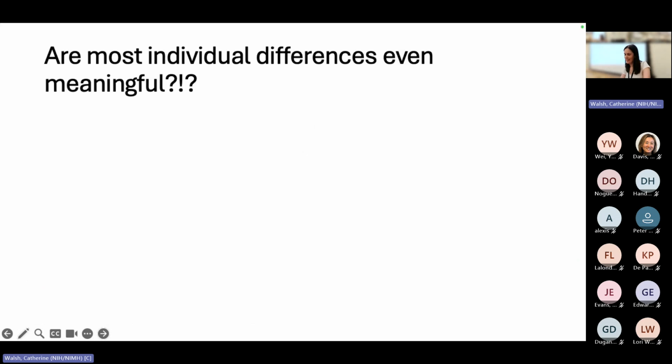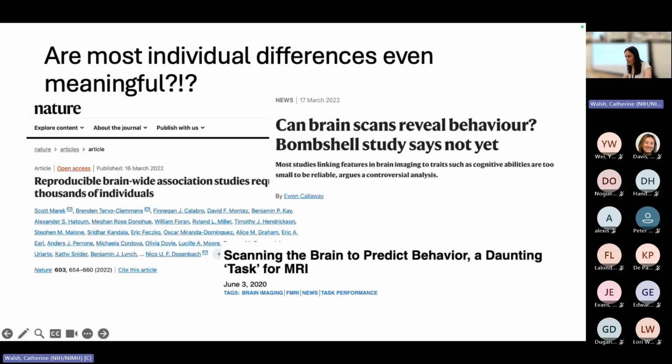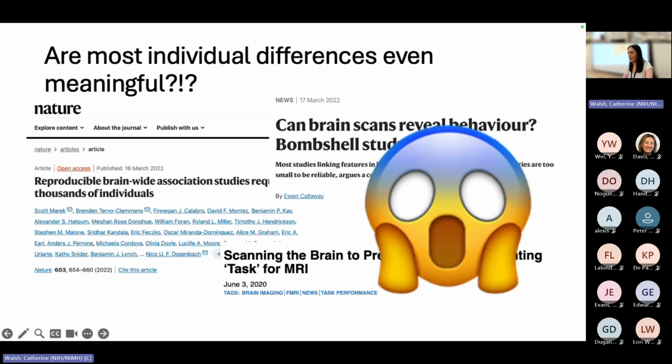But wait, are individual differences even meaningful? A couple of years back, there was a big study that called into question whether individual differences studies were meaningful. They suggested that you need thousands and thousands of subjects to reliably say anything from these studies. This finding was picked up by a number of news outlets and generally caused panic in the field.